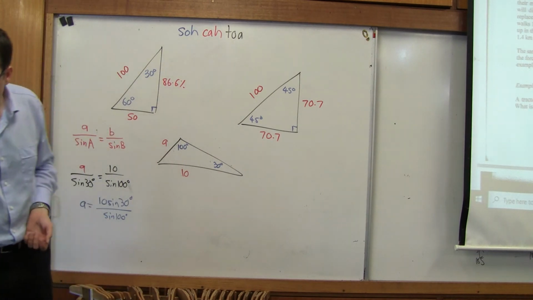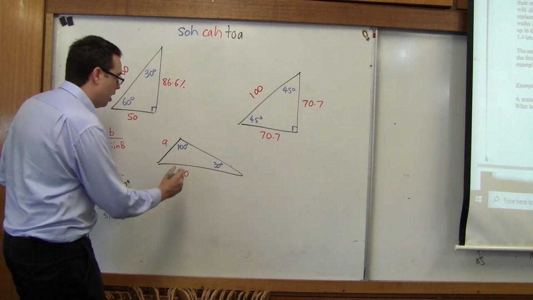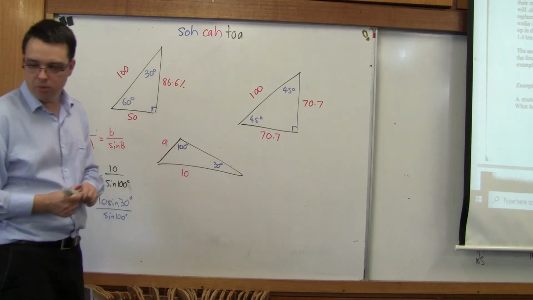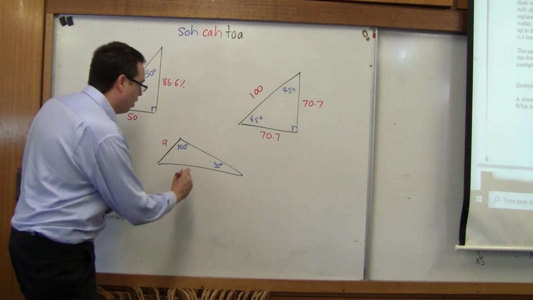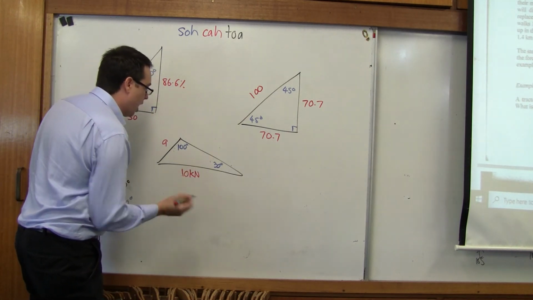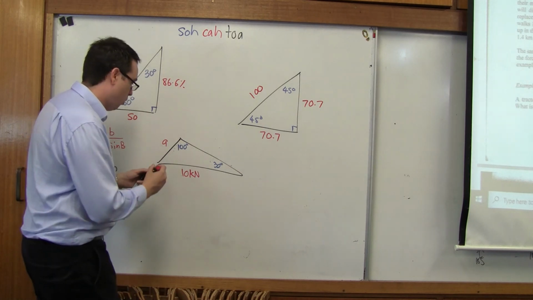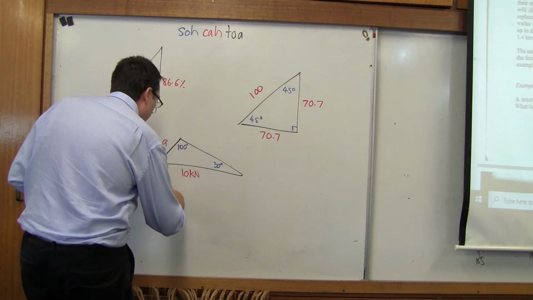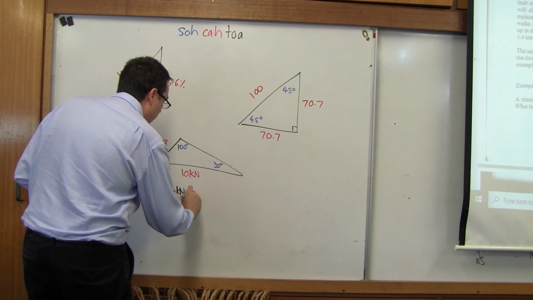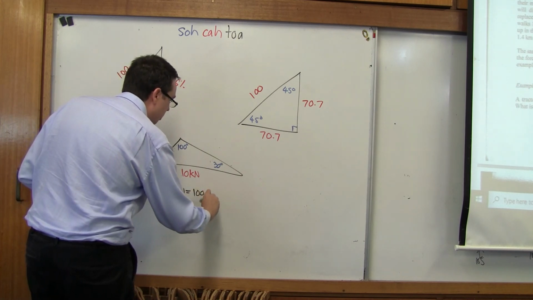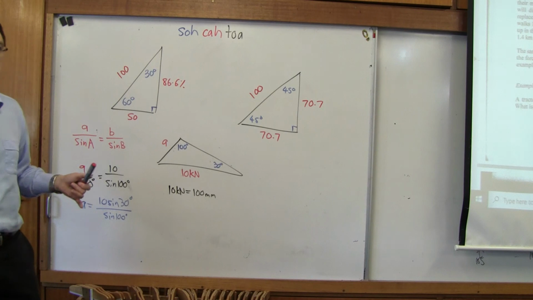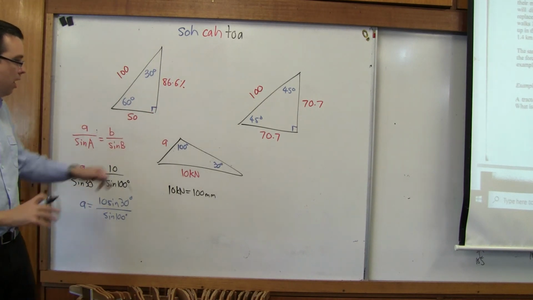What you can do is you can write, let's call this newtons. For the sake of argument, we're going to put this answer in newtons, or even better, kilonewtons. And what I'll say there is I'll write 10 kilonewtons equals 100 millimeters. And then when I get my answer, when I measure this, I have no idea what this answer is going to be.